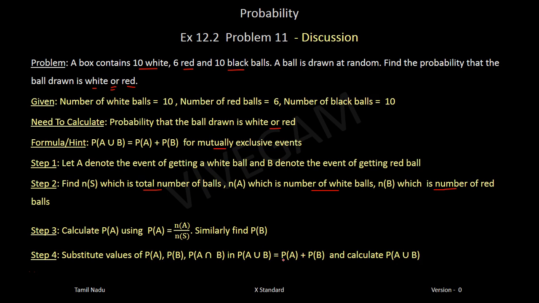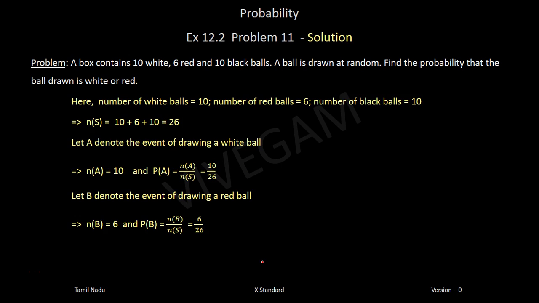Once done, all you need to do is substitute those values here. This we know and this we know, so this can be calculated. Probability of A union B is the probability of drawing a white ball or a red ball. Union means or, intersection means and. A or B is what we are asked: the probability of drawing a white or red ball. Substitute P of A and P of B and simplify, and you will get probability of A union B. Now let's go to the solution.